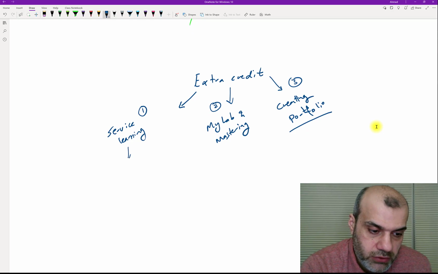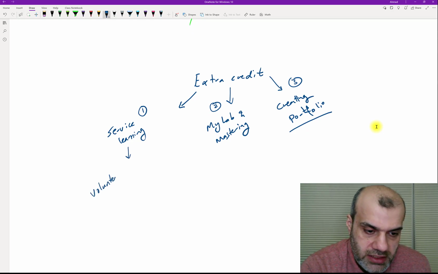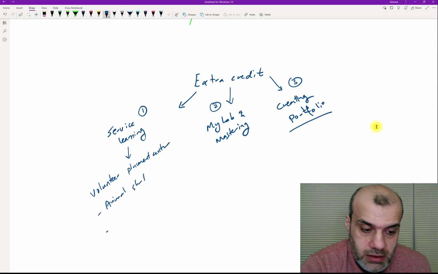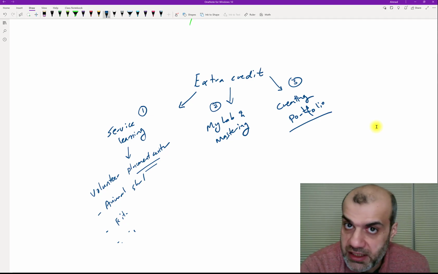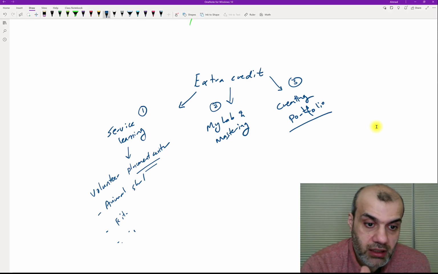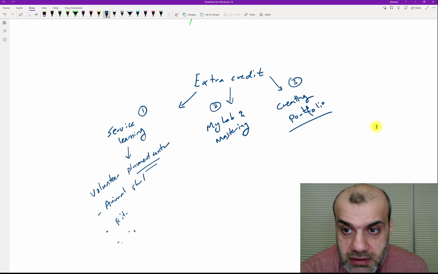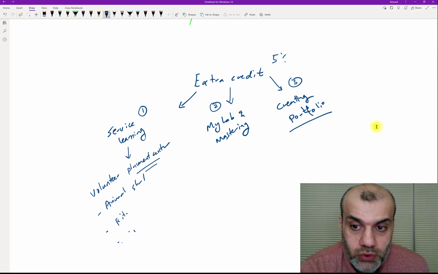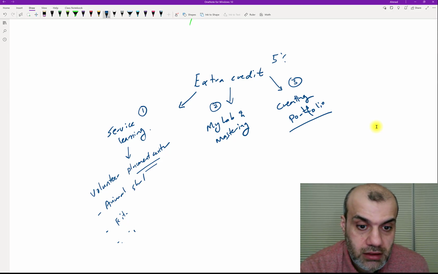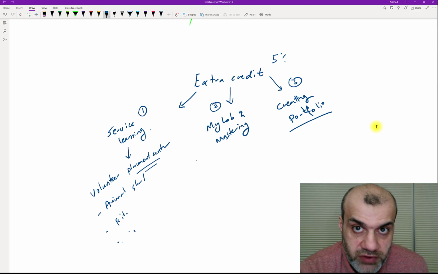Service learning is basically you are going to volunteer in what we know as a placement center. Those could be animal shelters, kitchens, elderly houses, churches, schools. Each one of those placement centers has been pre-contacted. What you are going to do, you will help them in whatever they need and you will receive the 5%. By the way, all of the extra credit is 5%. Whether you are doing 1 or 2 or 3, it doesn't matter. You will only receive 5% of your final grade.